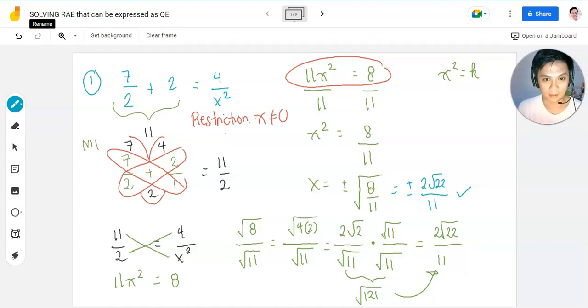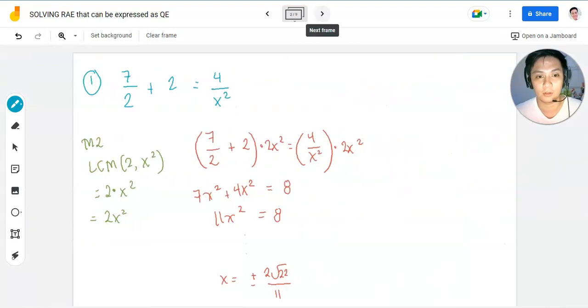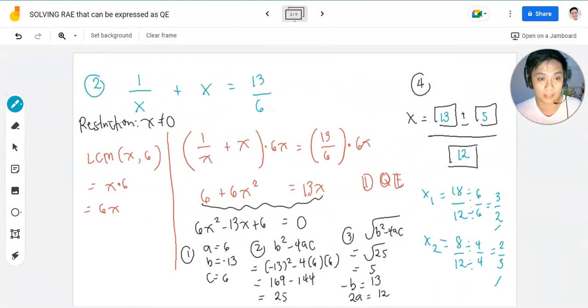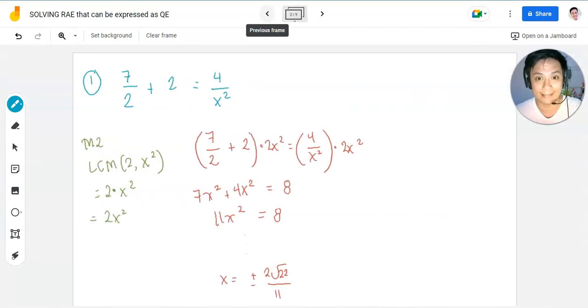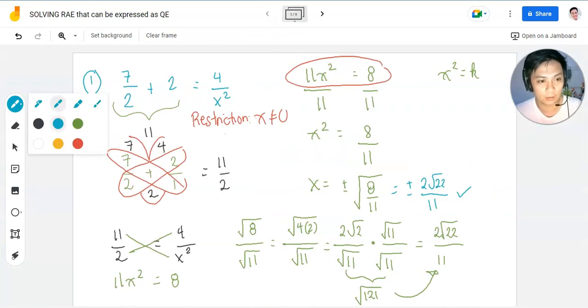Ayan, I'm back and meron din tayong babalikan. So, baka kasi you were a bit confused. Bakit ganun yung restriction kanina? Bakit x can't be equal to 0? Tapos sa kabila naman, yung number 2, bakit ito, x can't be equal to 0 then? So, ganito ka siya kasimple.